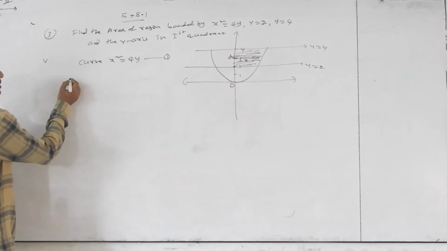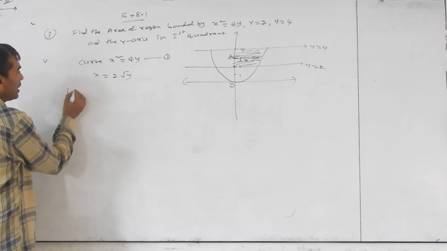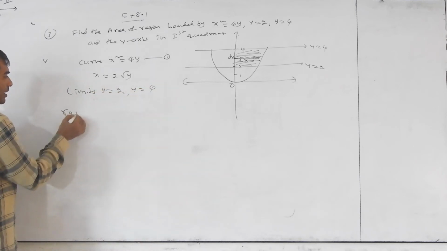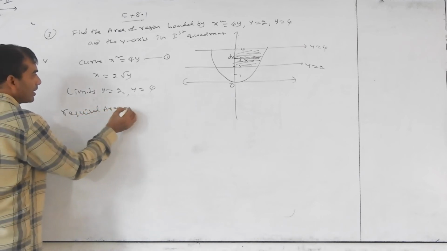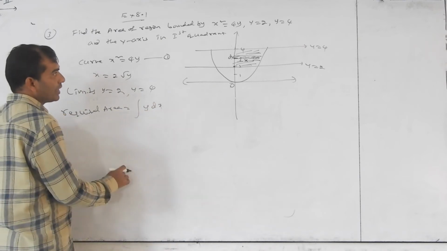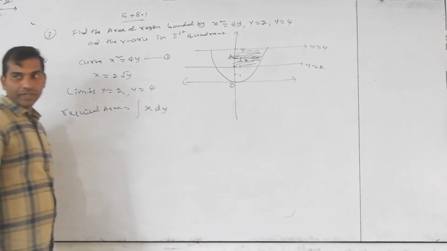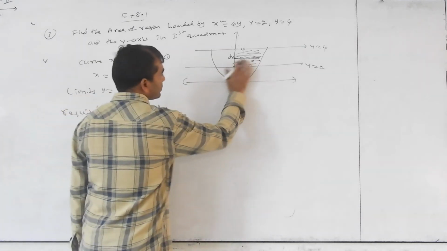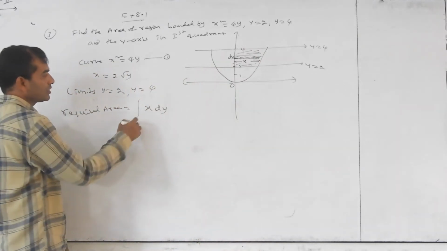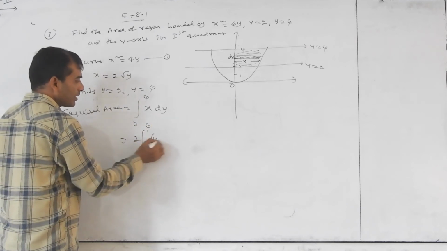Tell the limits. Here x is equal to 2 root y. Tell me the limits: y is equal to 2 and y is equal to 4. Therefore, the required area equals integral of y dx or x dy. This shaded part area is x dy, because this is x into dy. Limits: dy means y limits, 2 to 4. So integral from 2 to 4 of x is equal to 2 root y into dy.